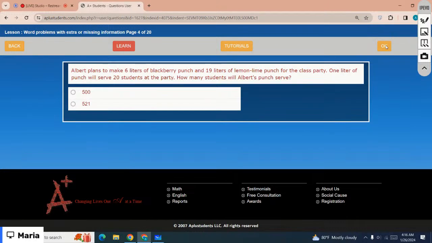The next one is: Albert plans to make 6 liters of blackberry punch and 19 liters of lemon lime punch. For the party, 1 liter of punch will serve 20 students at the party. How many students will Albert's punch serve? So which is the correct option?